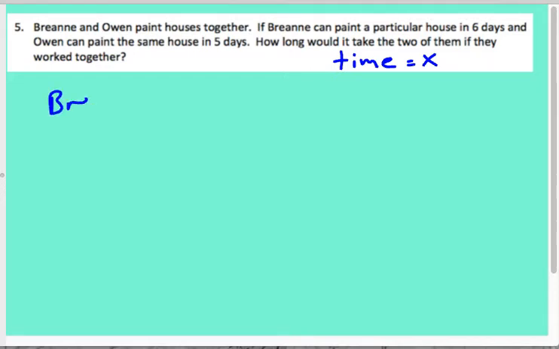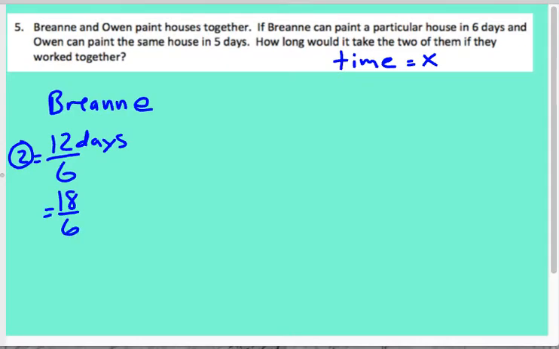Brianne. Let's say she had 12 days to work. How many houses could she paint? Well, she can paint 1 in 6 days. So 12 divided by 6, she could paint 2 houses. What if she had 18 days? Well, if you divide that by 6, it'd be 3 houses. Well, we don't know how long it's going to take her to paint this one house with her friend, so she's working with x days.